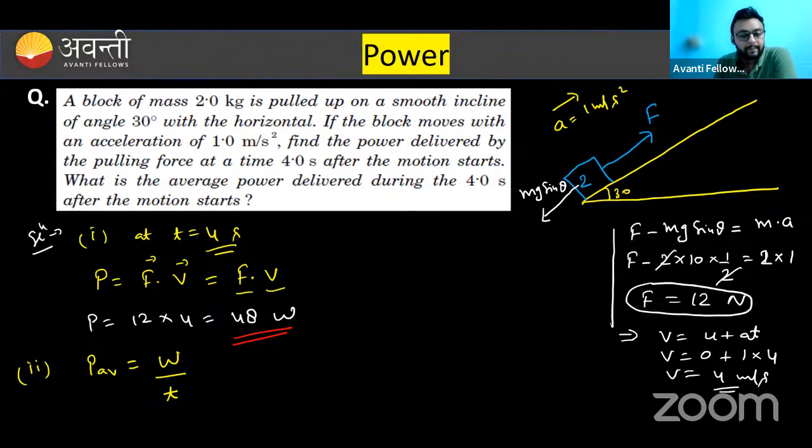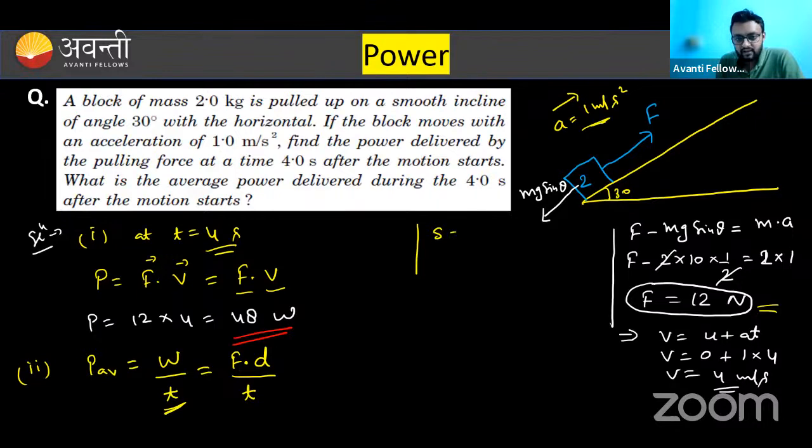Now, do you know that time is given as 4 seconds? But we need to calculate the work done. So work done is what? Force into displacement over time. Everything clear to you? We know the force, 12 Newton. We know the time, 4 seconds. What we need to do is calculate the displacement. This is very simple. You know the acceleration. You know the time. Can you calculate the displacement? Yes, you can using kinematics.